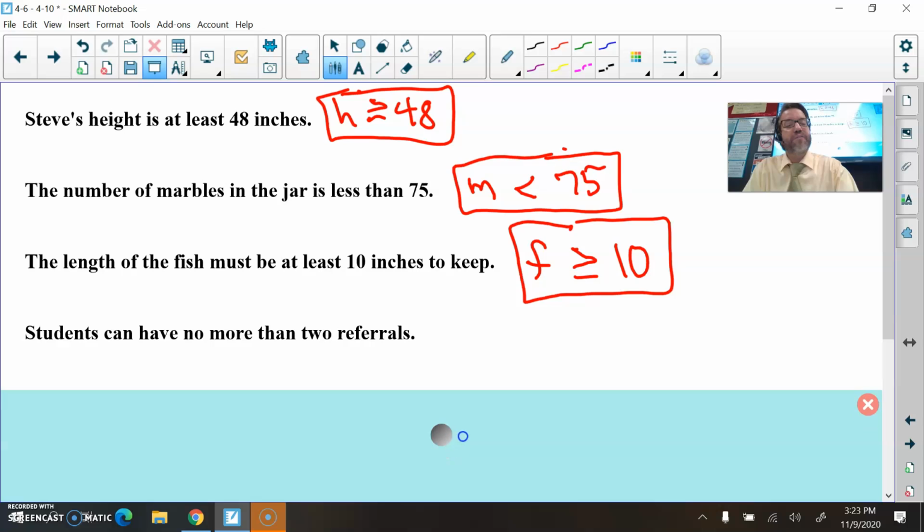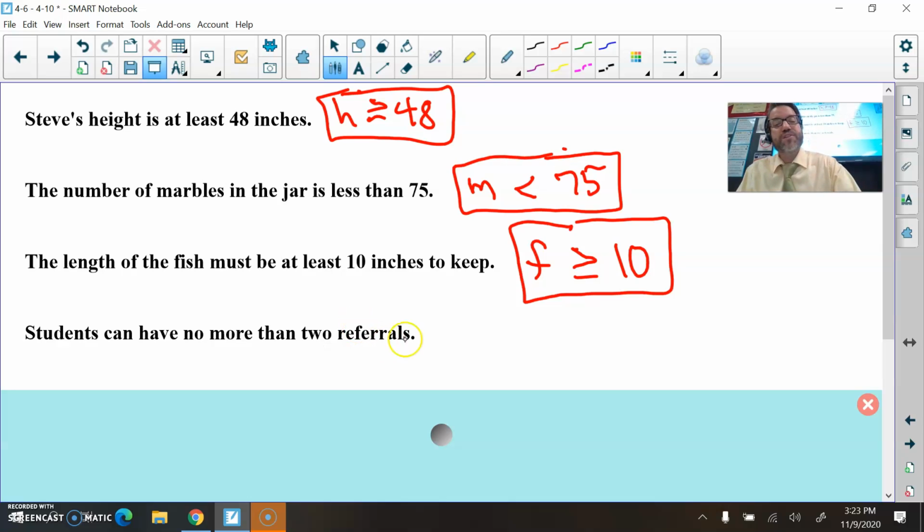Students can have no more than 2 referrals. Is it okay to have fewer referrals than that? Sure. Is it okay to have more than 2 referrals? No. What if you have exactly 2 referrals? Well, then you still qualify, but if you have more than that, then you don't qualify anymore. So it could equal to or it could be less than 2.